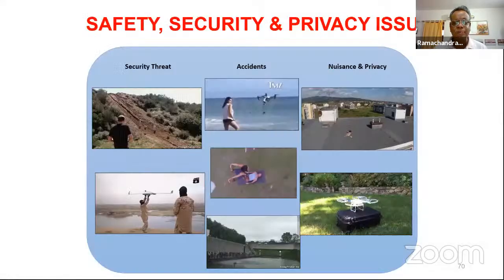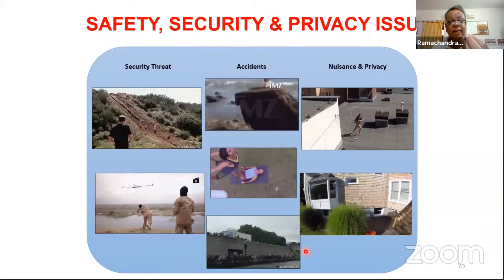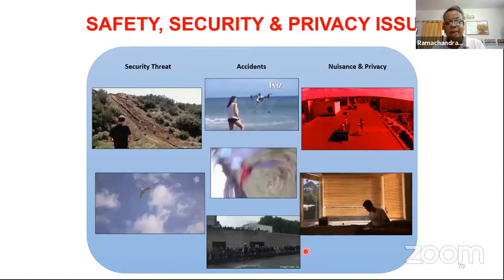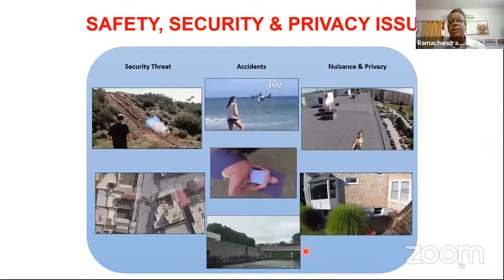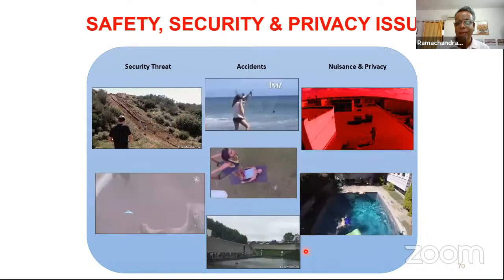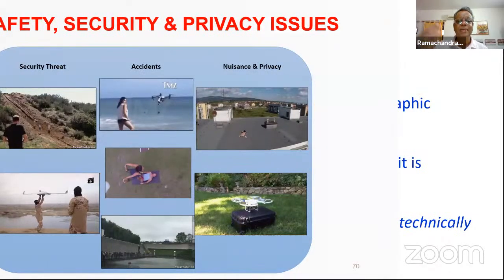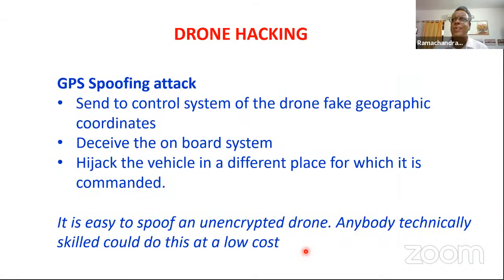We can see a cluster of pictures where there is a security threat because of accidents. There are many accidents, like you're seeing in the middle column, and nuisance and privacy issues are involved. And all these things call for controlling, avoiding drones when they're not required. That's one issue. The second issue is you're flying your drone on your border, and somebody from the other side of the border takes it away, like a hoodoo. They mesmerize, they hypnotize the drone by spoofing and take it away.